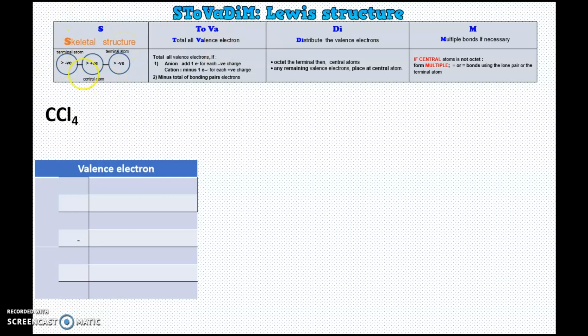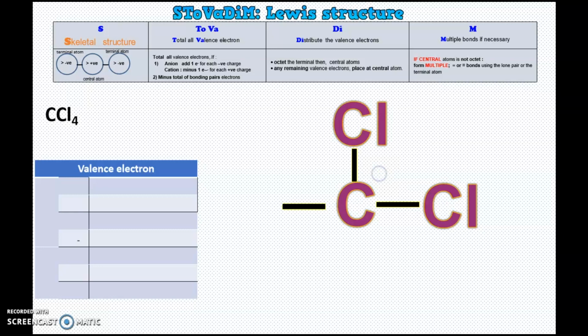Draw the skeletal structure of CCl4 by placing the more electropositive atom as the central atom and the more electronegative atoms as the terminal atoms. So we have carbon as the central atom and 4 chlorine atoms as the terminal atoms.